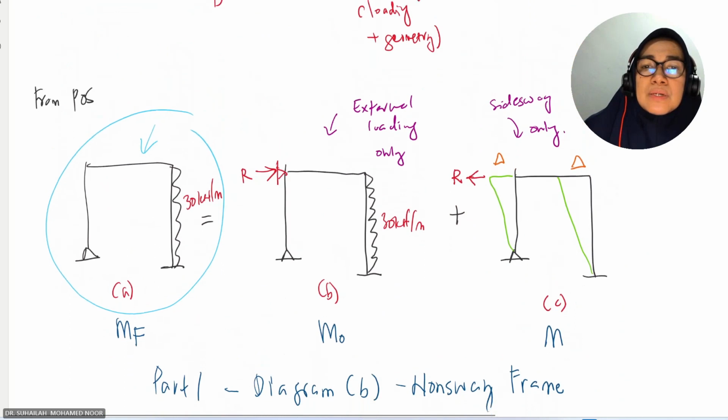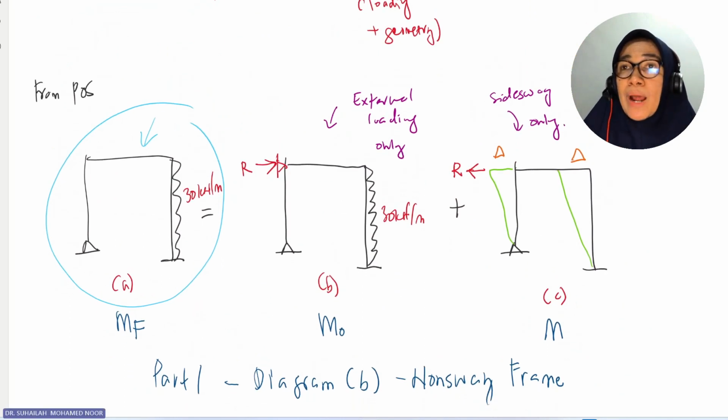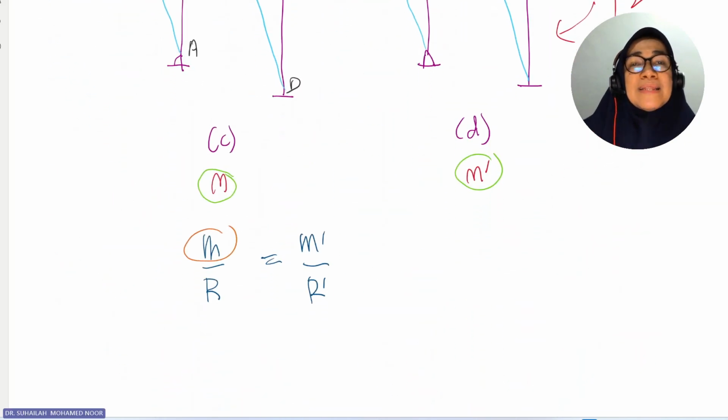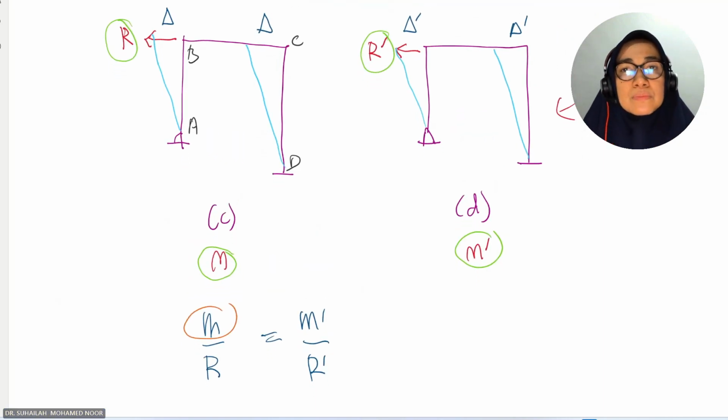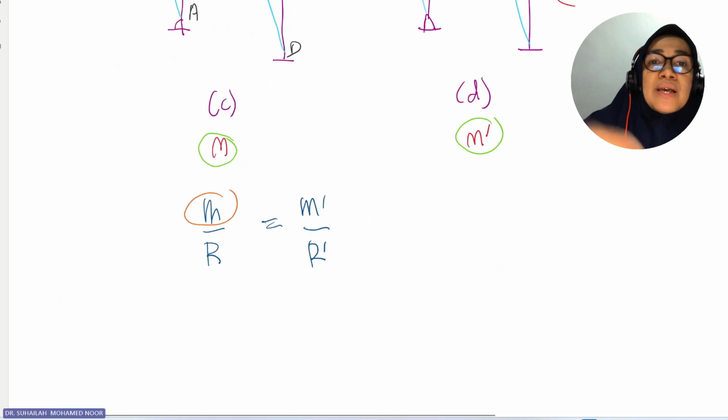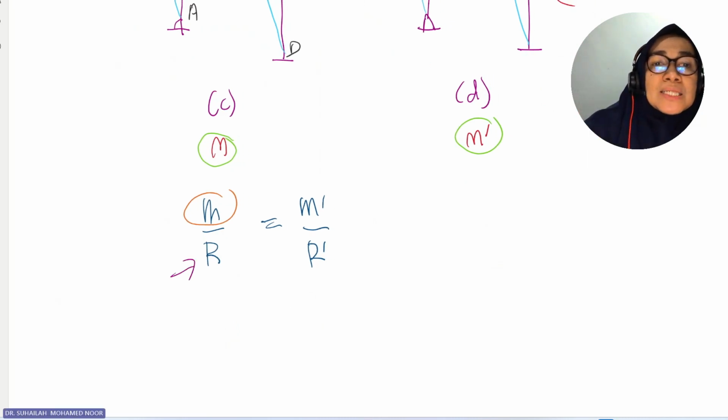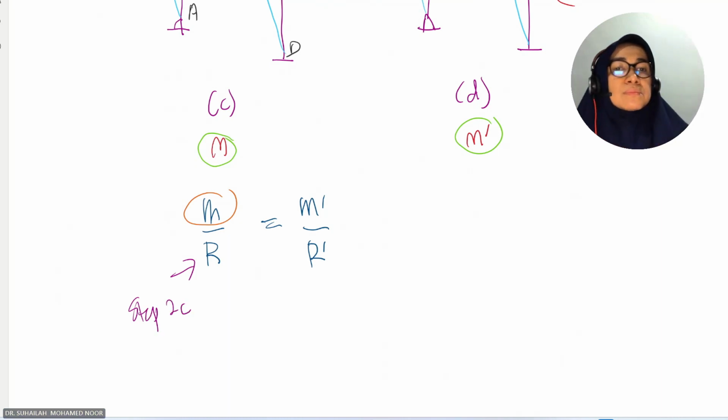Because in step 2C, after table number 1, we determine the restraining force. The R value that we determine in step 2C, we use here in diagram C. So between M and R, M is unknown, R is a known value now. R we get from step 2C.